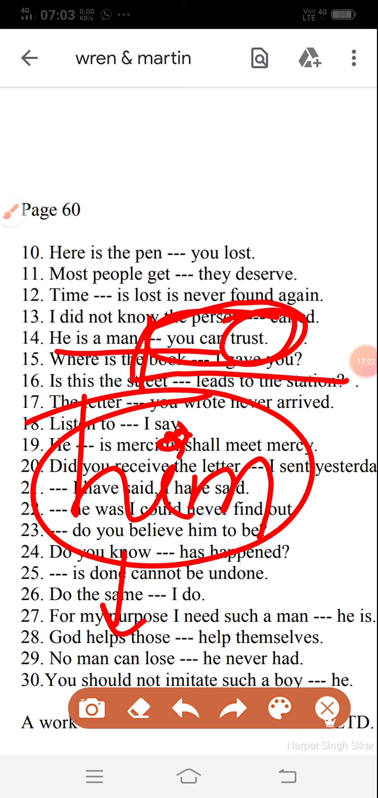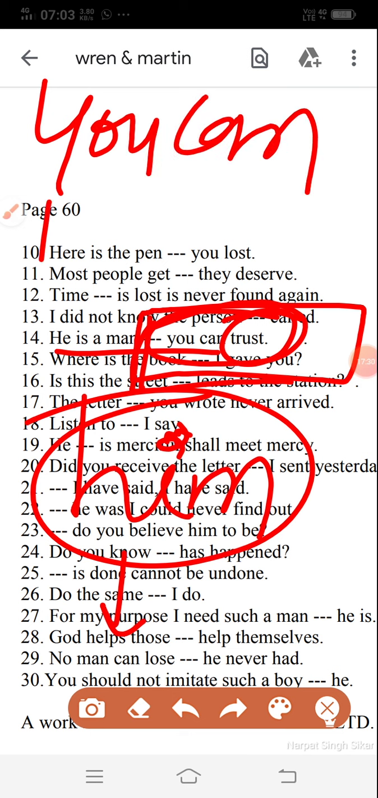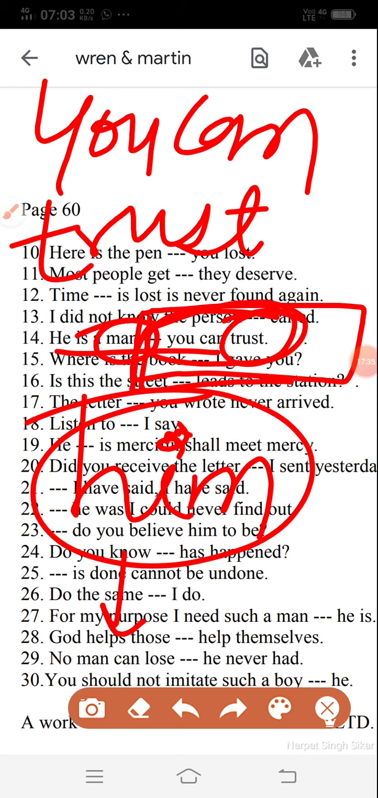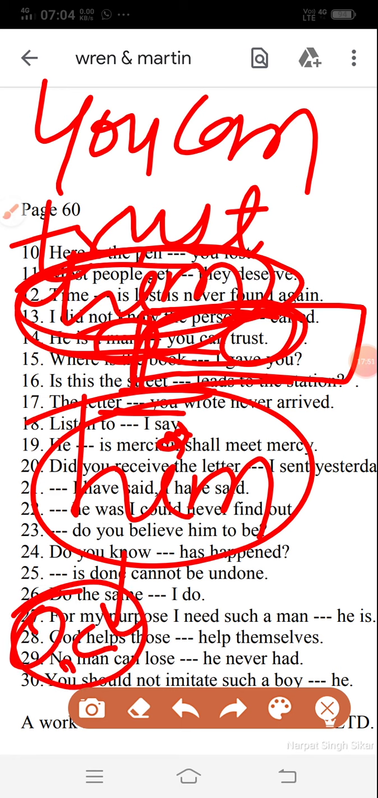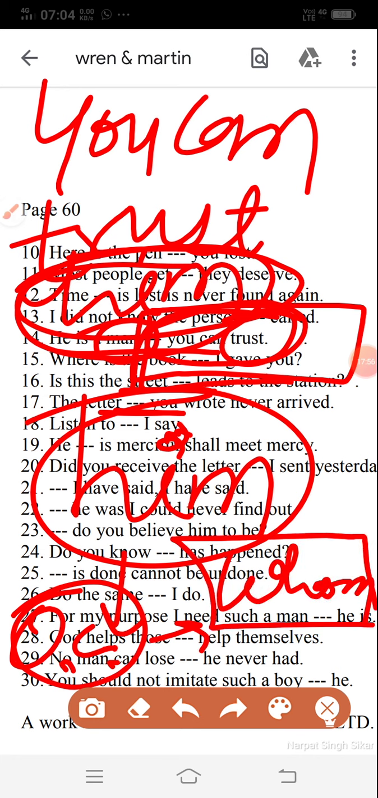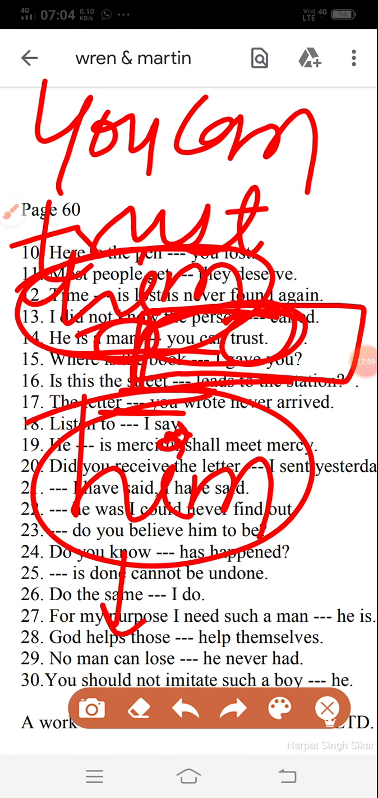इसको आप ब्लैंक वाले को इतना का छोड़ देते हो, ये पूरी क्लोज अलग से है, तो आपका आंसर क्या होगा? You can trust. ओके, और यहाँ पे बात किसकी हो रही है? यहाँ पे बात हो रही है मैन की. तो ट्रस्ट किसको करोगे? हिम को. ठीक है, तो हिम की जगह पे हमें रिलेटिव प्रोनाउन यूज़ करना है. और रिलेटिव प्रोनाउन जो है यहाँ पे वो क्या आ सकता है? देखना, हिम जो है वो ऑब्जेक्टिव केस में है, और ऑब्जेक्टिव केस में ह्यूमन बीइंग के लिए जो रिलेटिव प्रोनाउन यूज़ किया जाता है, वो क्या है? Whom. तो इस तरीके से इसके स्ट्रक्चर को क्लियर करके भी हम ये अच्छे से समझ सकते हैं.